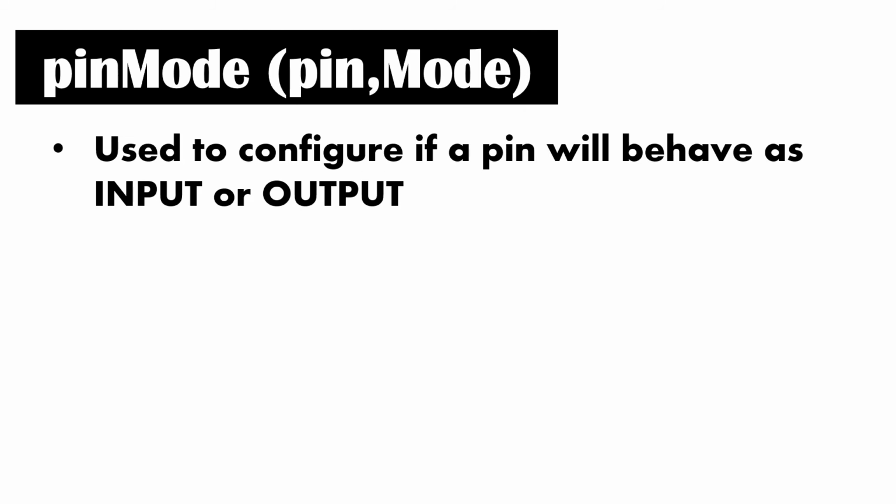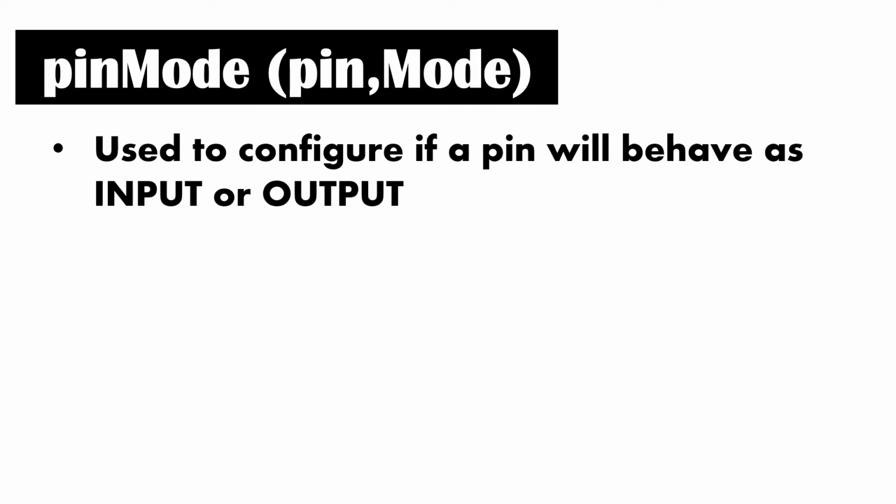Tulad ng sinabi ko kanina, we use input and output functions in partnership with pin mode function. So it is not enough na dineclare mo lang na input or output. Dapat alam din ng Arduino kung ano yung pin number na gagawin niyang input or output. Lalong-lalo na kung mas maraming electronic components yung ikakabit mo sa circuit mo. So this is the reason why we are using input-output constants together with your pin mode function.